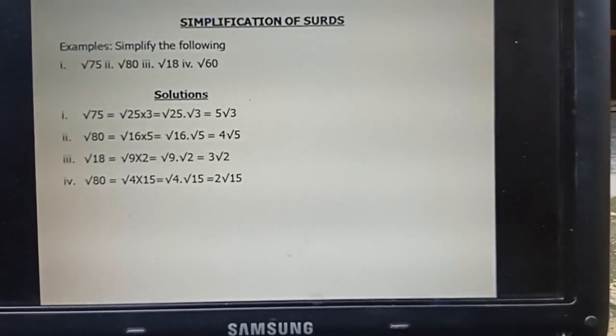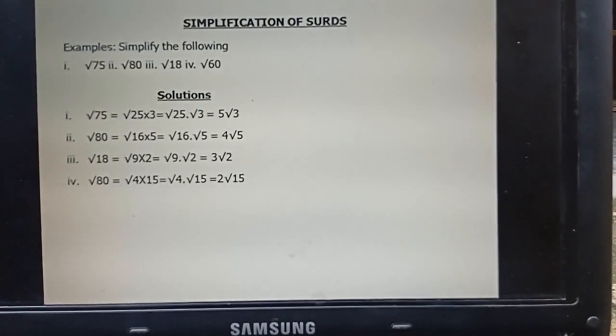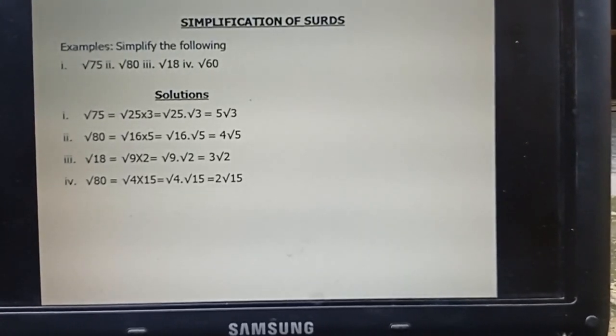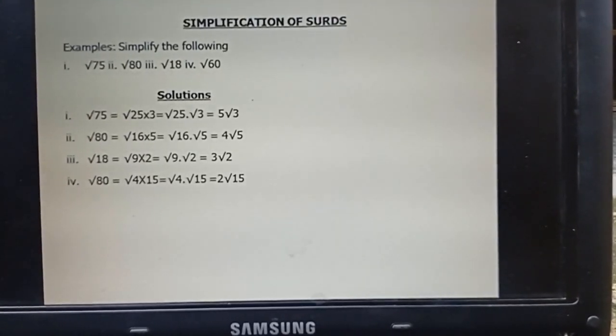Then number 3, 18. Divide your 18 by 2. It will give you 9 times 2. 9 times 2, it will definitely give you what? 18. Then you should find the square root of 9, which is 3. The same thing as 4.